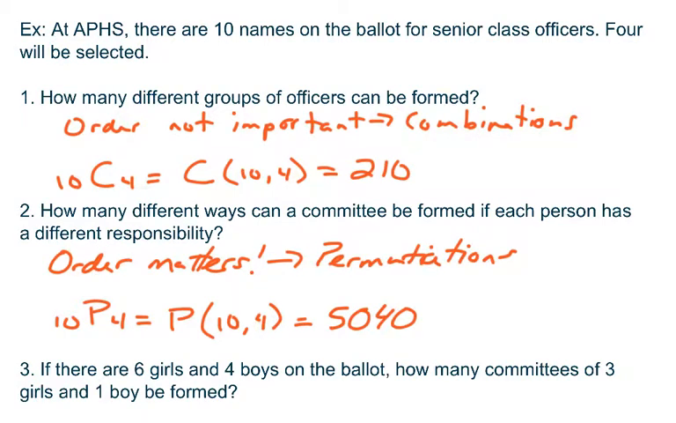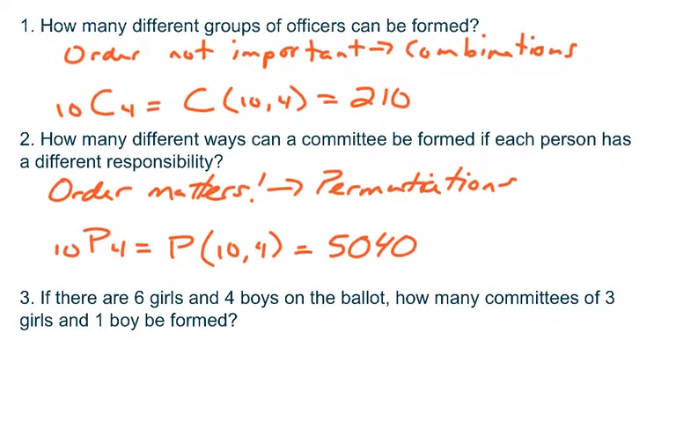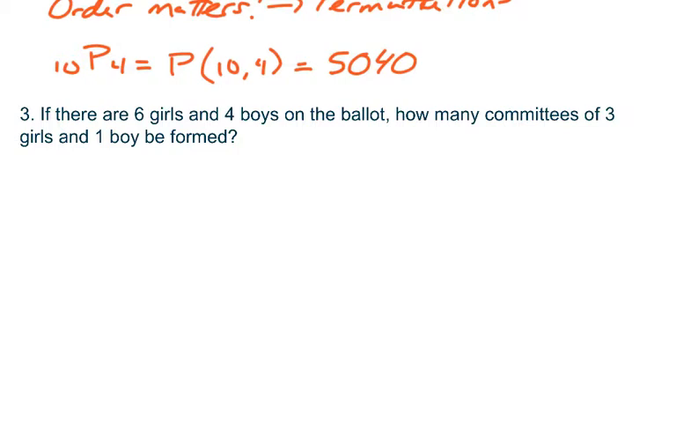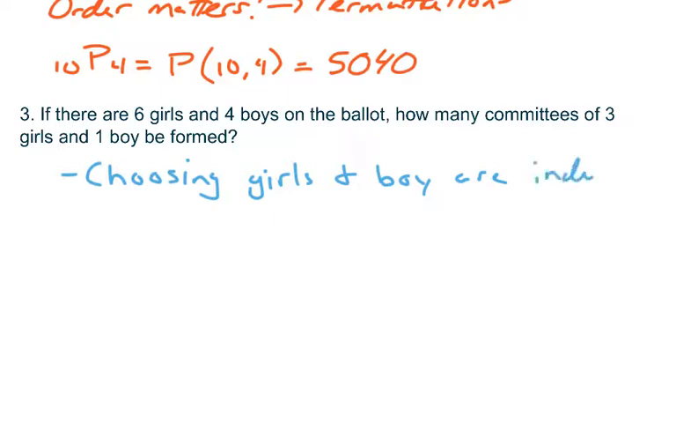The last one here kind of incorporates the counting principle and permutations and combinations. If there are 6 girls and 4 boys on the ballot, how many committees of 3 girls and 1 boy can be formed? We're going to ignore the social interaction of some groups, some specific people. So we're going to go on the assumption that choosing the girls and the boy are independent of each other. So the choices in our girls does not affect who we choose for the boy. Now we're going to assume that.